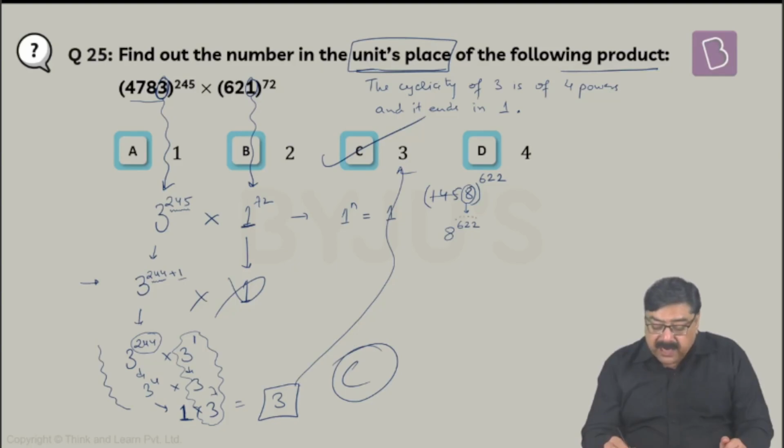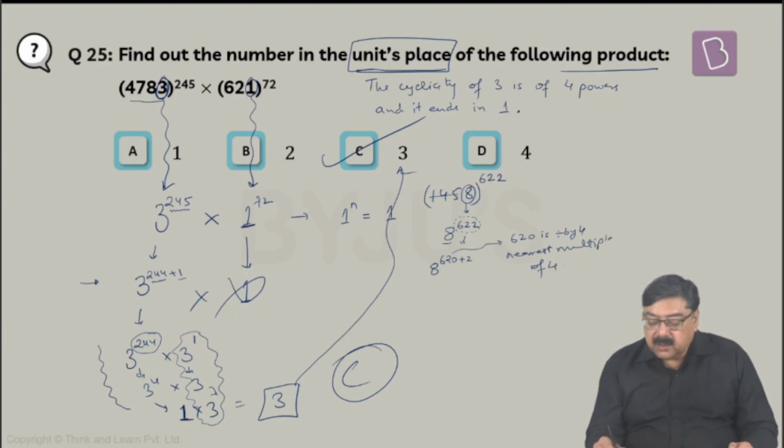Now we know we have to deal with powers here. And 8 has a cyclicity of 4. Now whatever is the cyclicity, we will take the nearest multiple of that cyclicity for 622. By that I mean this is going to be 8 raised to 620 plus 2. Why? Because 620 is divisible by 4 and it is the nearest multiple of 4.